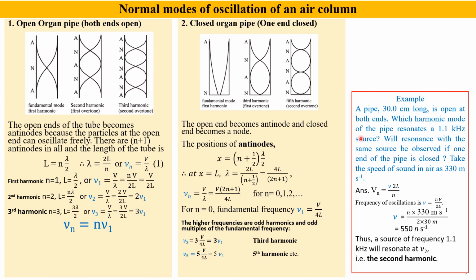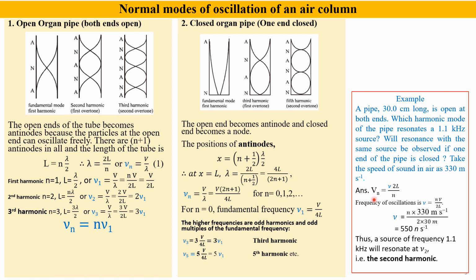Let us take an example. A pipe of 30 cm long is open at both ends. Which harmonic mode of the pipe resonates at 1.1 kHz? Will the resonance with the same source be observed if one end of the pipe is closed? Take the speed of sound in air as 330 meters per second.